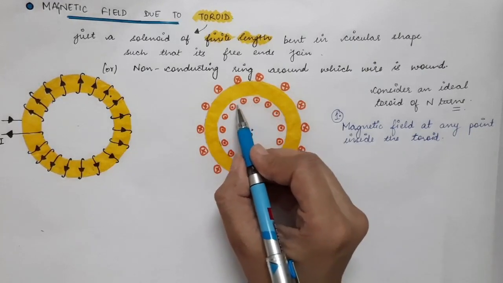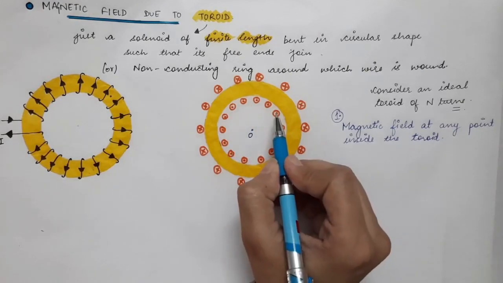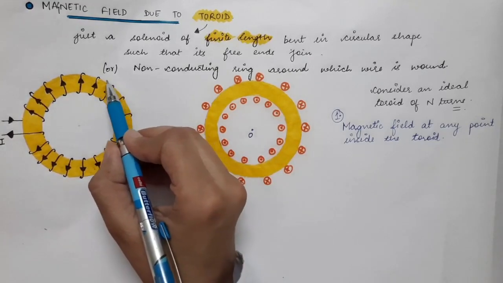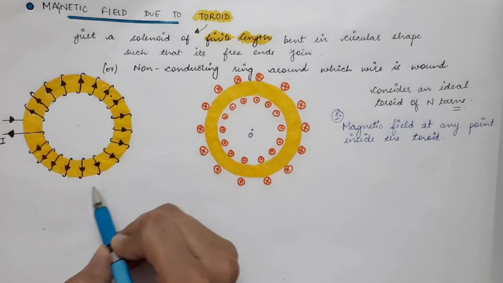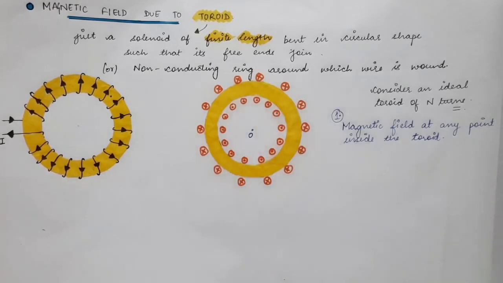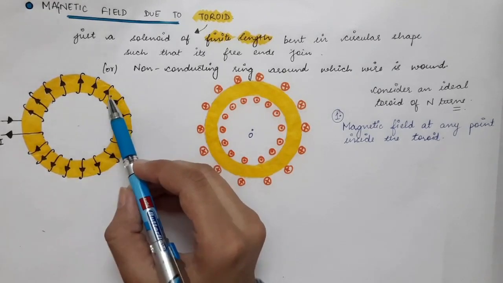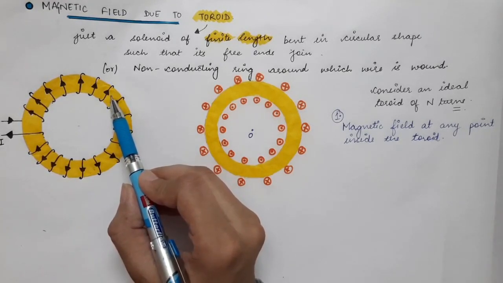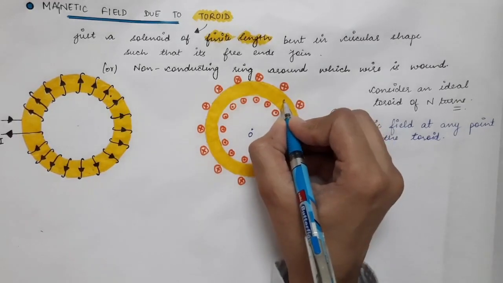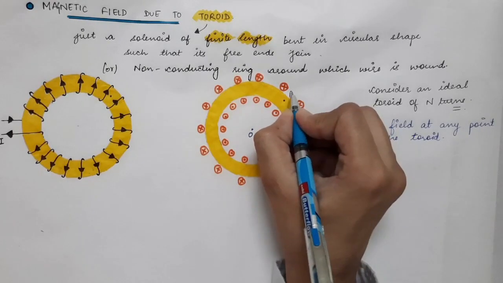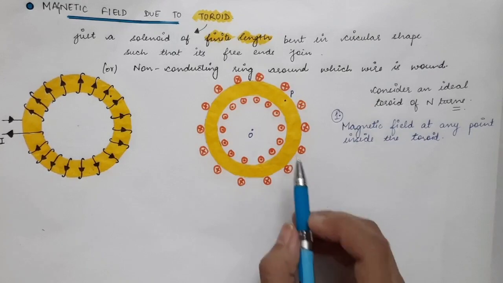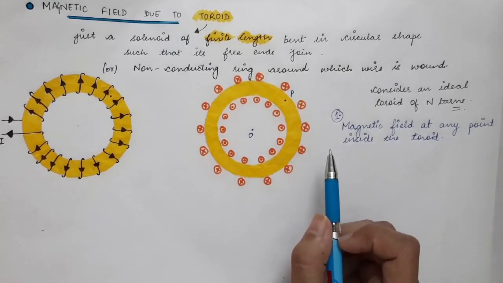Therefore, here I have shown the current by dots because it is coming outside the paper. And the current on the outer edge of the toroid is directed inside the paper. Therefore, I have represented it by cross. And we want to find out the expression of magnetic field inside the toroid, at this point P.